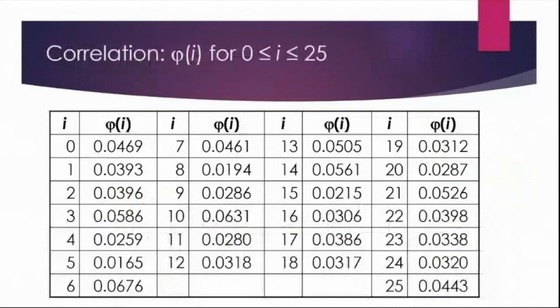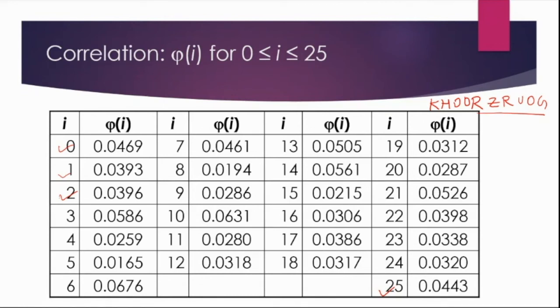And this is the table you will get. This is the table which shows the correlation value for all possible values of I for the given ciphertext. We are considering the same ciphertext, and with respect to this ciphertext, these are the values of correlations. Keep I at 0, then 1, then 2, and so on till 25. So this is the correlation value. Now what?